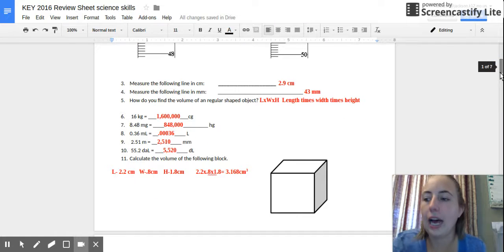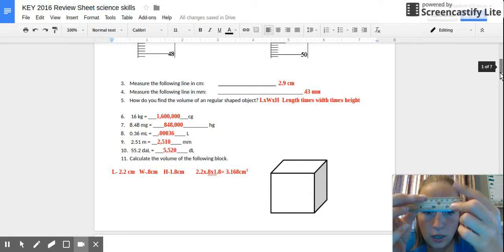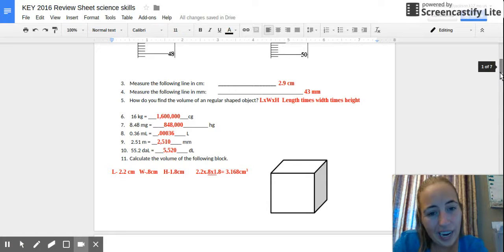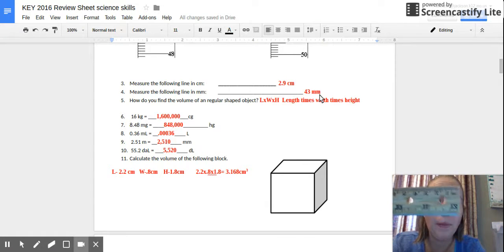I'm measuring the line. I have a ruler at home. Use centimeters to measure the first one, 2.9. So again, if you're at 3 or you're at 2.8, you're okay, you're in that range. So just pay attention to your units. The next one, you're measuring in millimeters. Little itty bitty tiny lines in there. So 43 millimeters.